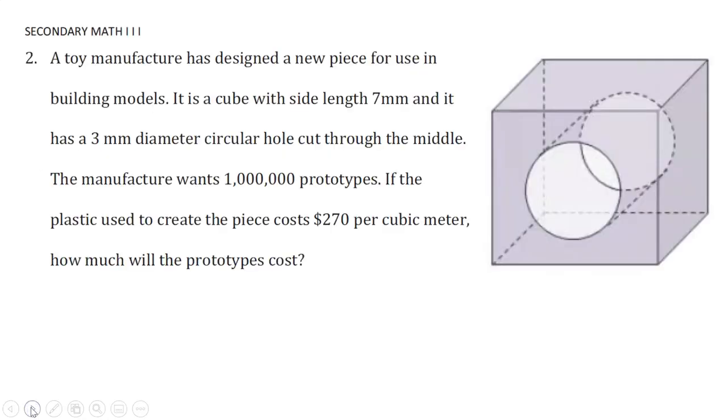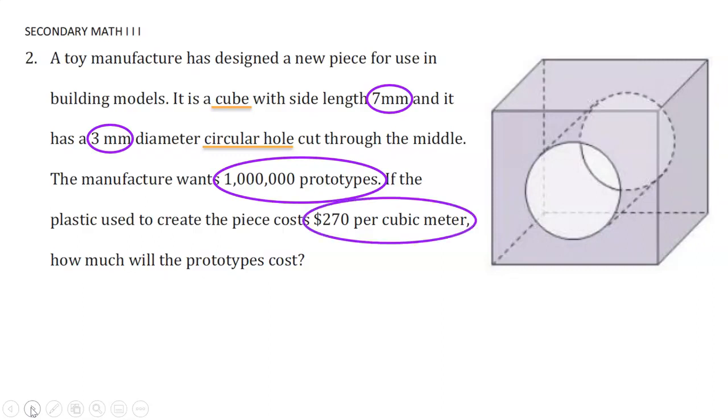In this problem, we are given a figure that is a piece for a toy. The toy company needs 1 million of these pieces. We know the shape and dimensions of the figure, and we know how much the material to make the pieces costs in price per cubic meter. We need to find how much it will cost to produce 1 million of these pieces. We also need to pay attention to the units. The measurements are in millimeters, but the cost is given in cubic meters.